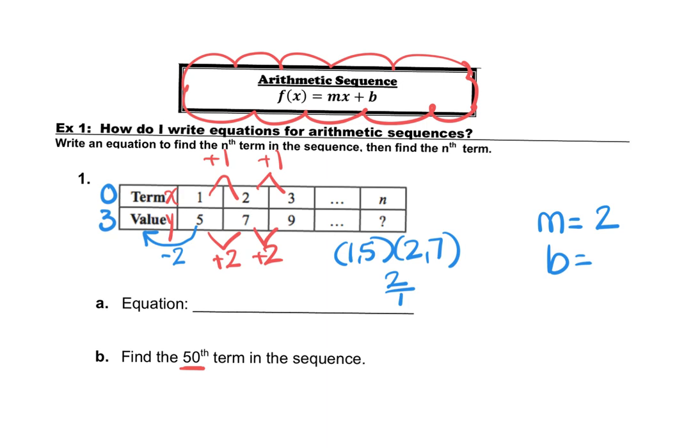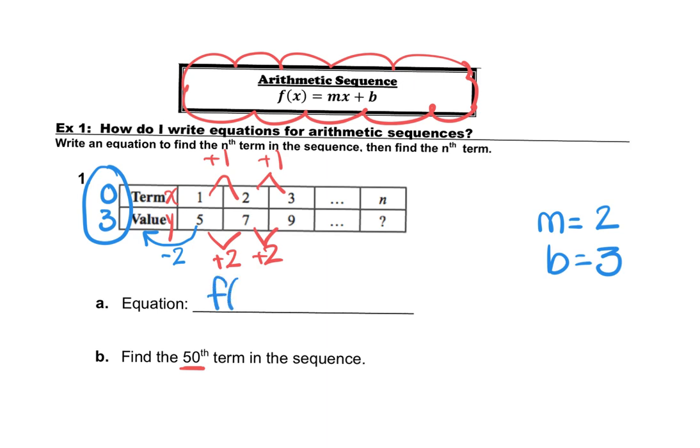And 7 plus 2 is 9. And it works. Our y-intercept, remember, is when x is equal to 0. That's the starting point. So we now have the y-intercept as 3. So let's go ahead and write our equation so that we can find the 50th term. So we've got f of x is equal to, and you could have y, would be fine too, our slope is 2, and our y-intercept then is 3.